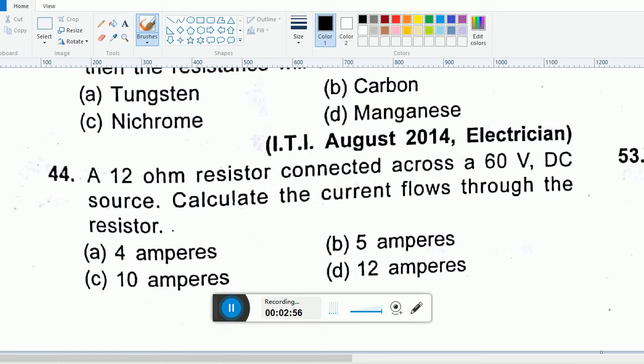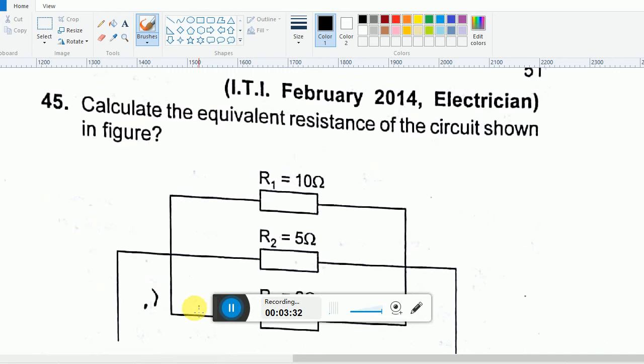A 12 ohm resistor is connected across a 60 volt DC source. Calculate the current flowing through the resistor. The voltage and resistance are given, 60 volts and 12 ohm, and we need to calculate the current. The answer is B, that is 5 ampere.